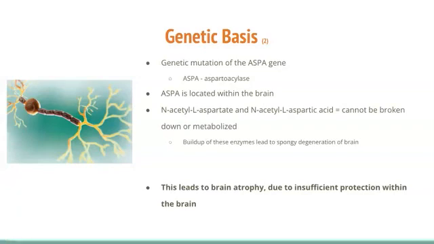Those two compounds that I just named cannot be broken down or metabolized, and again, that is due to that genetic mutation of the ASPA gene. When they build up, that is actually what leads to the spongy degeneration of the brain. So overall, this will lead to brain atrophy due to insufficient protection within the brain. It is due to the buildup of those compounds and also the degeneration of the myelin sheaths.